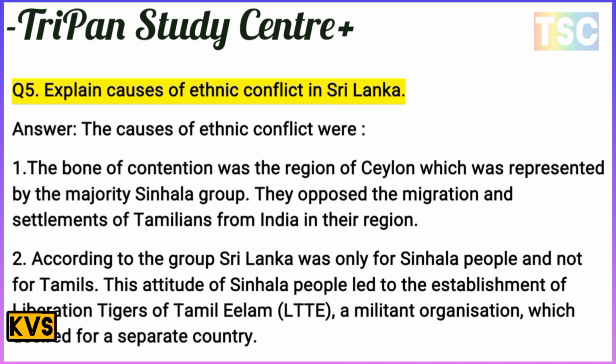The first point here: the bone of contention was the region of Ceylon, which was represented by the majority Sinhala group. The majority Sinhala group opposed the migration and settlement of Tamilians from India in their region. That is the reason. According to the group, Sri Lanka was only for Sinhala people and not for Tamils. That is more important.